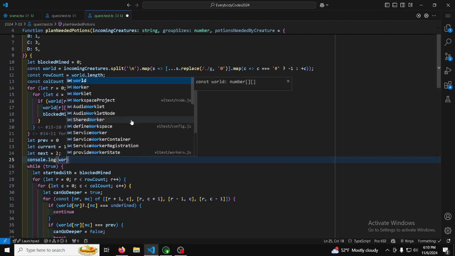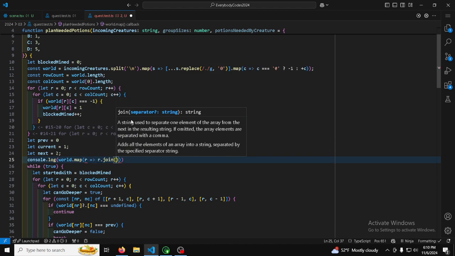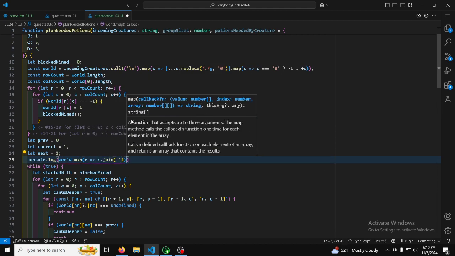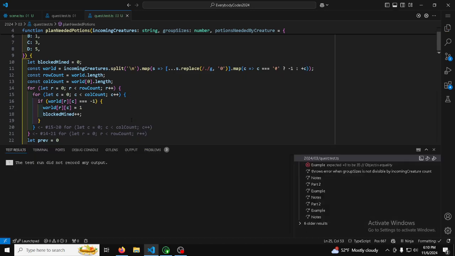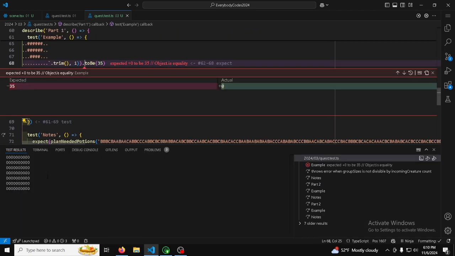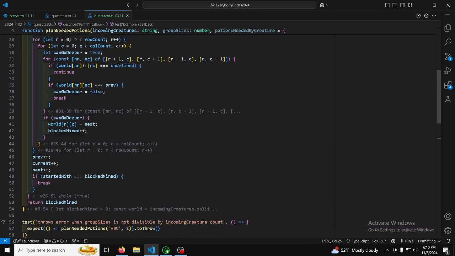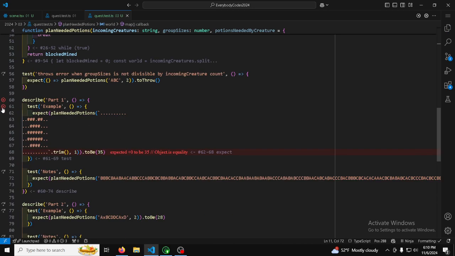Console log world dot map r, r dot join. There's their numbers. They should be able to do that. Try it again. Look at me. Show me what you got. They're all zeros. Whoops-a-daisy. That's on me. I'll replace the dots with zeros. Oh, that's not a dot. That's any character. Darn regex.